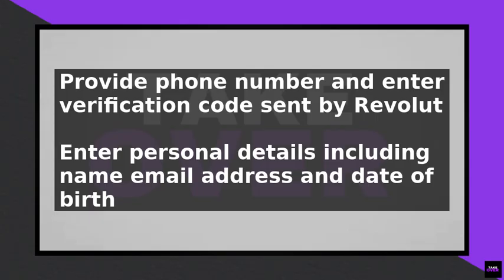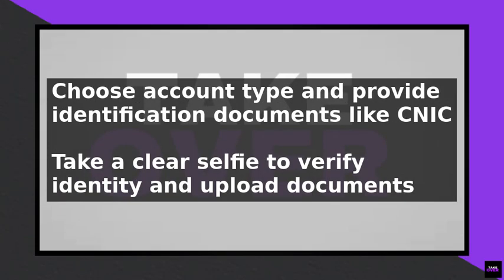After uploading your identification document, you will need to take a selfie to verify your identity. Make sure the photo is clear and well lit. Once you have completed these steps, review the terms and conditions and click Agree to proceed. Revolut will then review your application, which may take a few minutes.